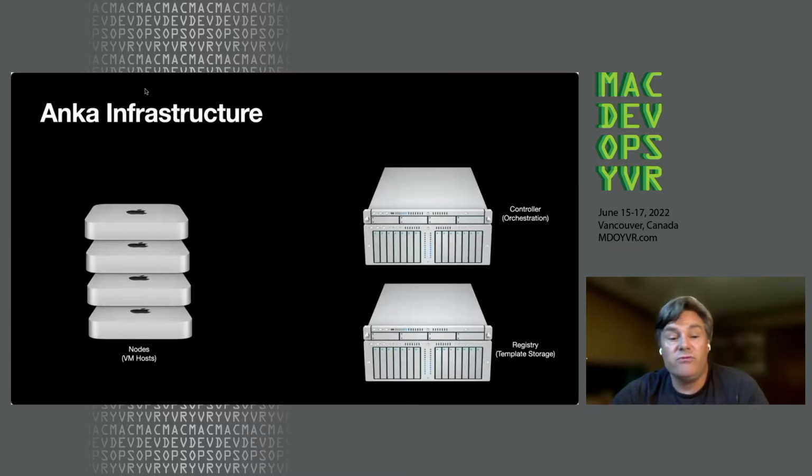So the infrastructure is fairly simple at its core for Anka. We've got nodes, right? We've got some Mac Mini nodes over there. These are running macOS. It is not a bare metal solution, so you're just running regular old macOS on them. And then you can have a controller and a registry as two different server containers of some kind. The controller does orchestration. It decides what to spin up where and directs things. The registries are where your templates are stored so that the nodes can get them.